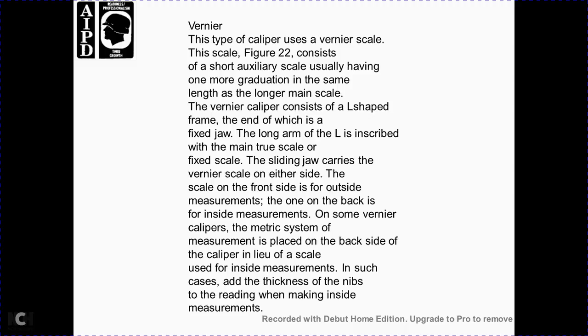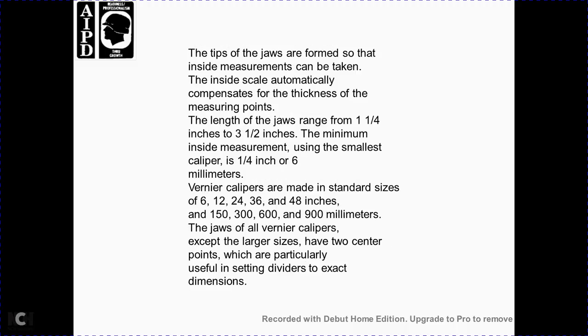On some vernier calipers the metric measurement is placed on the back side of the caliper, in lieu of the scale used for the inside measurement, and in such a case the thickness of the nibs must be added to the reading to make inside measurements. The tip of the jaw is narrow, so the inside measurement can be taken. The inside scale automatically compensates for the thickness of the measuring point. The length of the jaw ranges from 1 1/4 inch to 3.5 inches. The minimum inside measurement for the smallest caliper is 1/4 inch, or 6 millimeters.